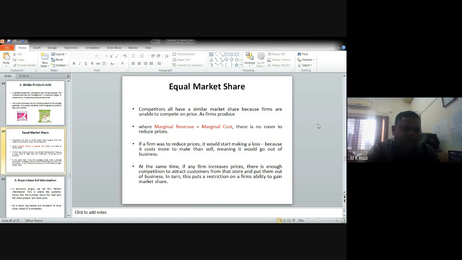And most importantly, there is no room to reduce the price. That is why Astral Pipe is only focused on agricultural-based projects, but Supreme Pipe also focuses on industrial as well as domestic applications. So moving to the third point, you can see that if a firm were to reduce the price, it will start making a loss, because it costs more to make the sale, meaning it will go out of business.